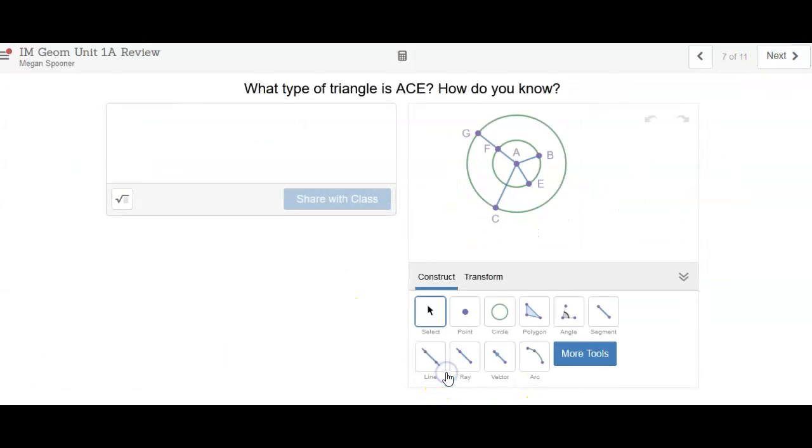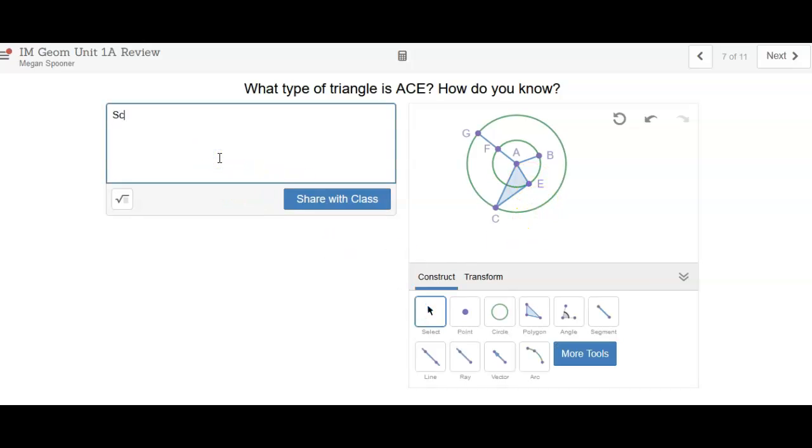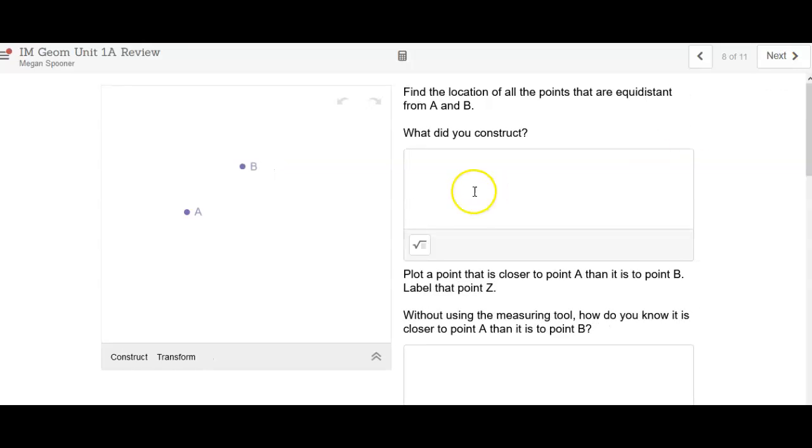Okay, on this one, we are doing ACE. And this one is going to be a scalene triangle because none of the sides are congruent. And we know that because AE is a different radius from AC, so they are not congruent.